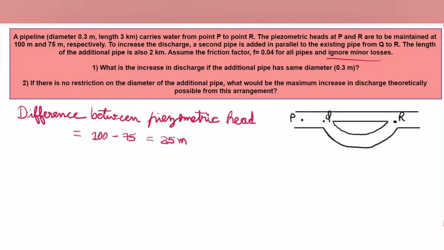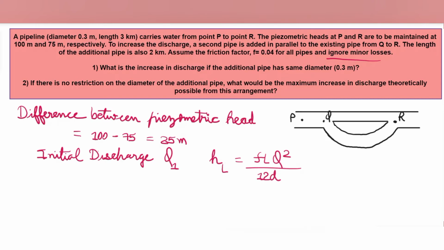The next thing given to us is that we need to ignore the minor losses. We'll just consider the major loss, which is the frictional loss. First of all, let's find the initial discharge, which is Q1. When we have a single pipe, the discharge is denoted by Q1. And we have got this equation: hL is equal to f L Q squared upon 12 d raised to 5. In the first question only I taught you how we can derive this.